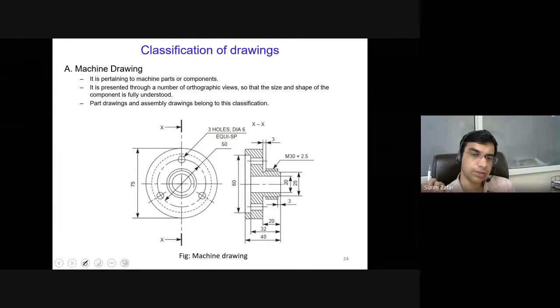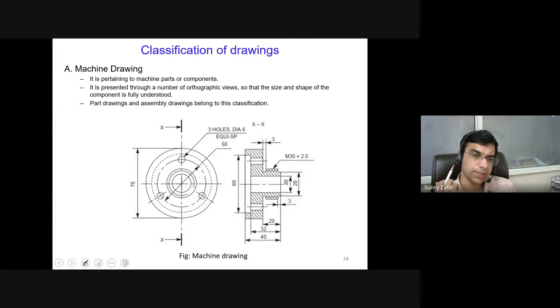In machine drawing also, there are other types of drawings which are used. The objective of this course is primarily to understand the machine drawing and production drawing. So we will understand what a machine drawing and a production drawing are. Machine drawing is basically the drawing which pertains to parts of the machine or component. And for most of the complex machine parts, orthographic projections are used.